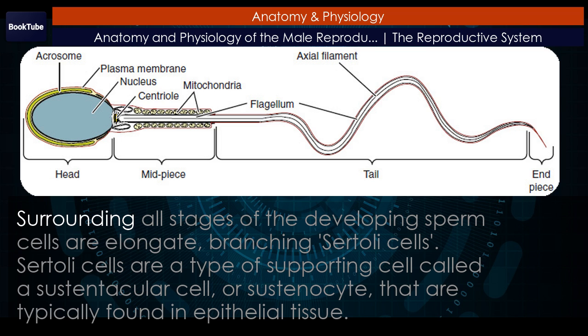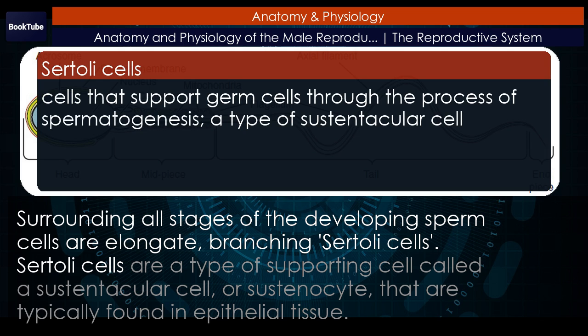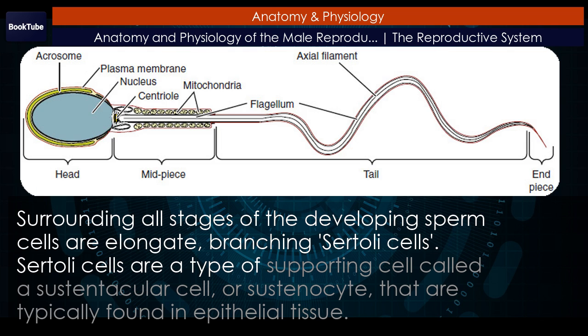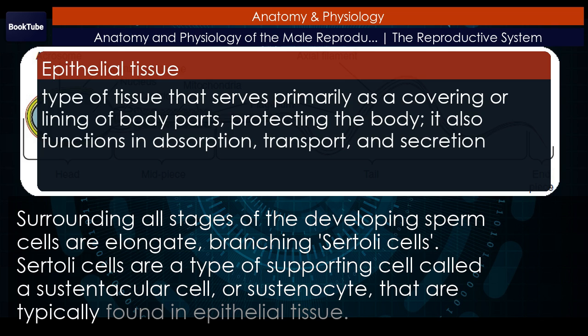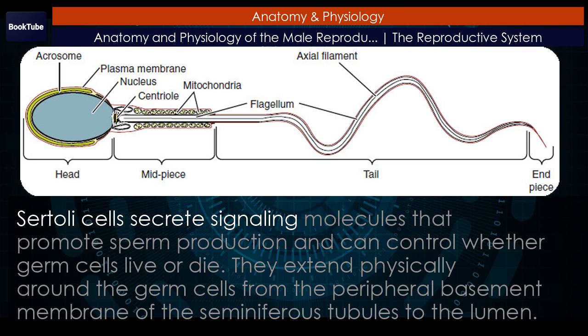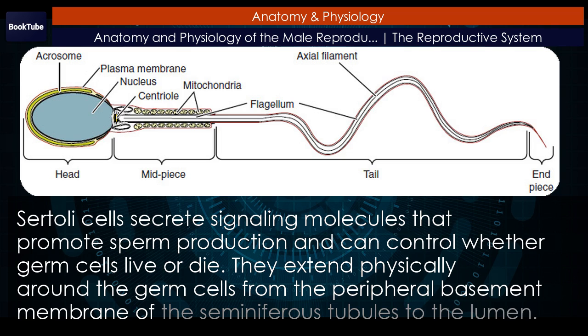Sertoli cells. Surrounding all stages of the developing sperm cells are elongate, branching Sertoli cells. Sertoli cells are a type of supporting cell called a sustentacular cell, or sustenocyte, that are typically found in epithelial tissue. Sertoli cells secrete signaling molecules that promote sperm production and can control whether germ cells live or die. They extend physically around the germ cells from the peripheral basement membrane of the seminiferous tubules to the lumen.